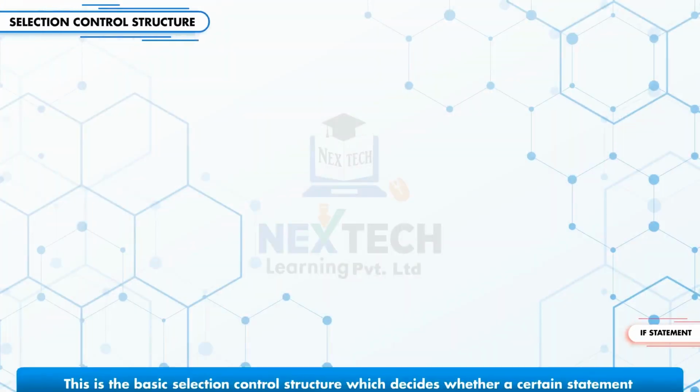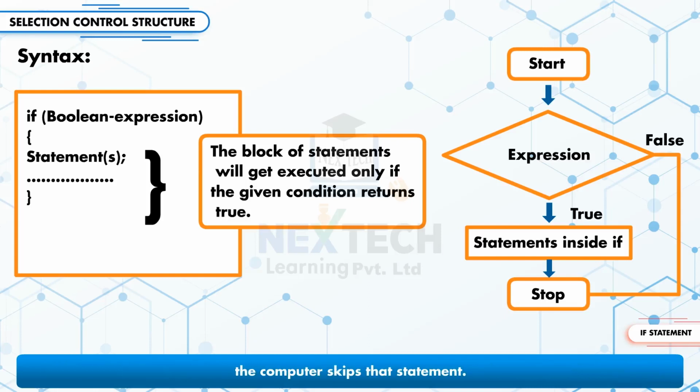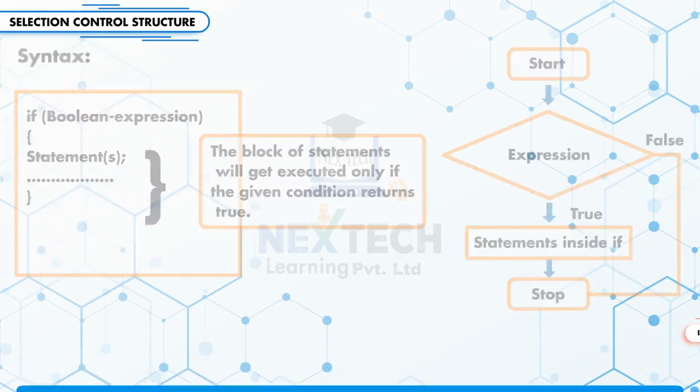If statement. This is the basic selection control structure which decides whether a certain statement or block of statements will be executed or not. In this given syntax, the computer first evaluates the Boolean expression. If the value comes out to be true, the computer executes the set of statements that is placed inside the if statement, whereas if the value comes out to be false, the computer skips that statement.